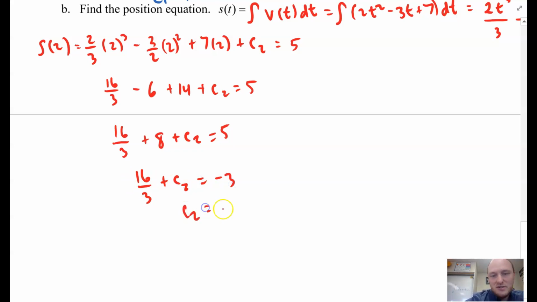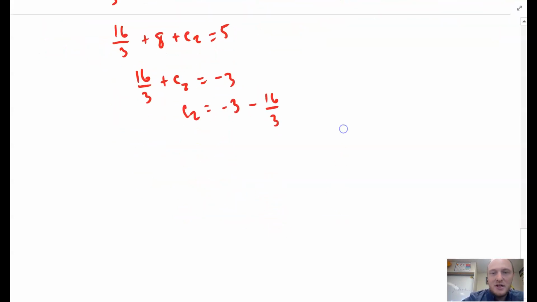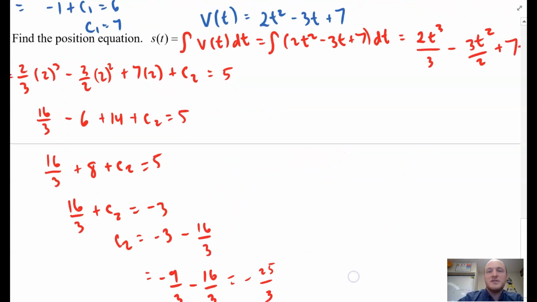So C2 is equal to -3 minus 16/3, which is -9/3. And you're like, come on, Schwarber. I know. I'm sorry. Not sorry. -25/3 is C2. Okay? So, what is your function?